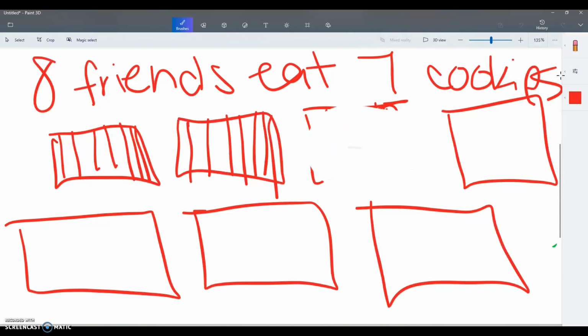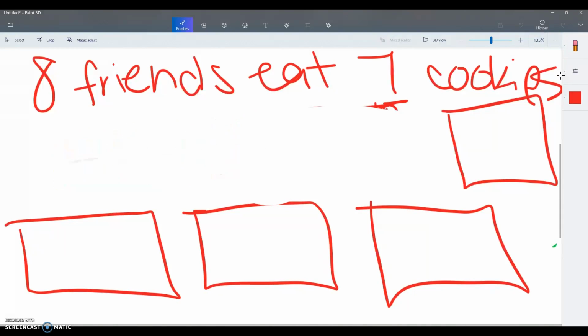Hold on, let me just erase these 3. I need to make my lines equal, my squares bigger.